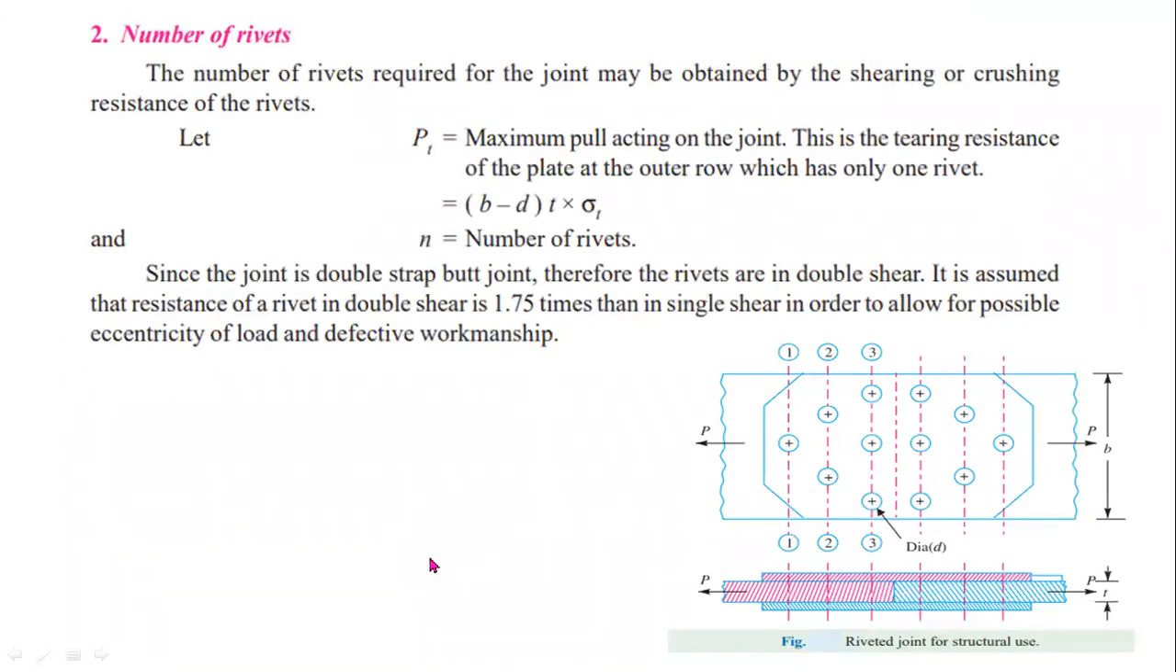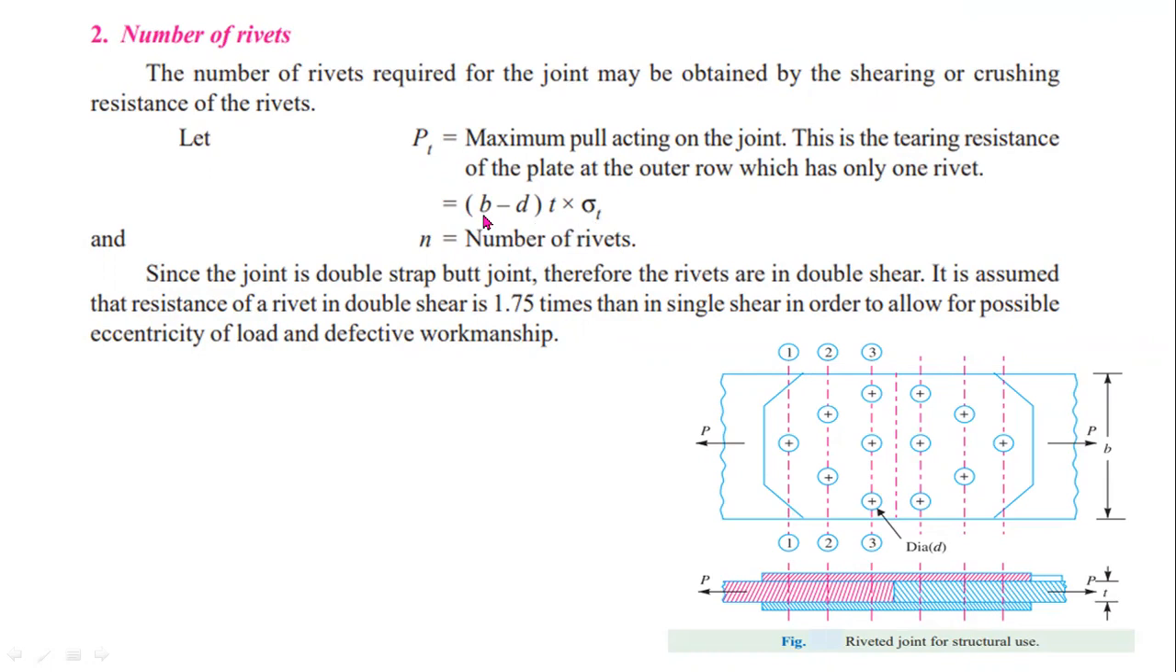In the second step, you have to determine the number of rivets required for the structural joint. Small n is the number of rivets required. For determining the number of rivets, first you have to determine tearing strength, shearing strength, and crushing strength. Here PT is the tearing strength. Already we know that this is the formula for tearing strength: (B minus d) into T into sigma T.